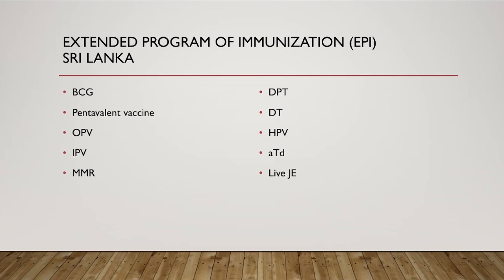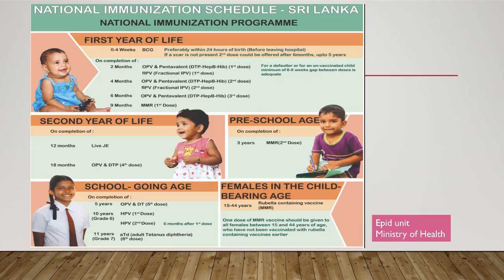So if you go to the epidemiology unit or family health bureau, you will come across this schedule. So we start BCG soon after birth, preferably within 24 hours. And then at 2 months, 4 months and 6 months, we give OPV and pentavalent vaccine. But in the second month and fourth month, an additional fractionated intradermal polio vaccine is given. And at 9 months, we give the first MMR dose. At 3 years, we repeat the second MMR dose.